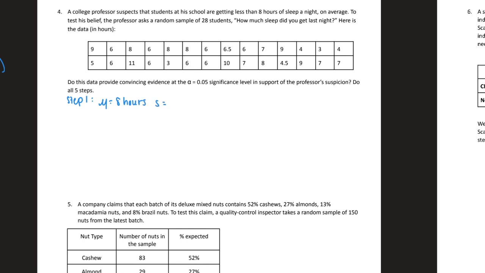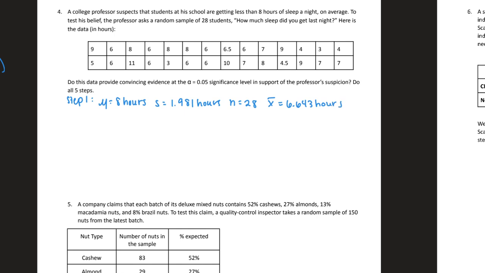So we need to put this data into GeoGebra, and when you do, you get s is 1.981 hours. Our sample size is 28, and x bar, in this case our sample mean, is 6.643 hours.